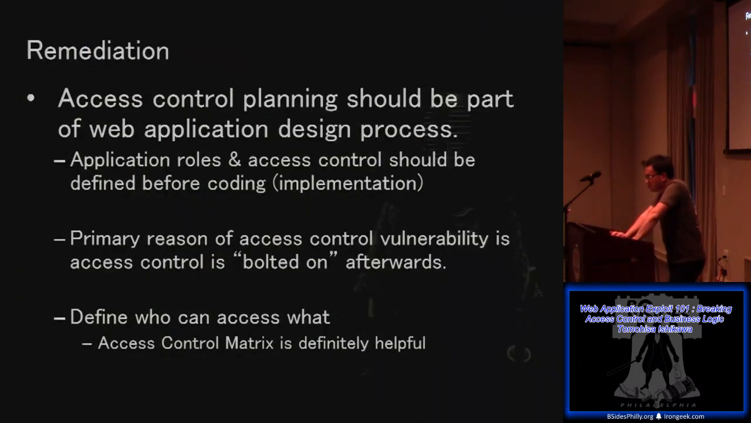In terms of remediation of access control, access control should be part of the web application design process. Usually the reason why this problem occurs is that access control is brought on afterwards. So this kind of design should be done in the design process, before the implementation. Also, in the development process, you should define who can access what. I think an access control matrix, showing which user can access which function, is very helpful. Usually when I do a penetration test for a client, I ask, do you have any access control matrix? If they say yes, usually they don't have a vulnerability. But on the contrary, if they don't have it, usually there is a vulnerability. That is why having this kind of matrix in the design process is very critical.